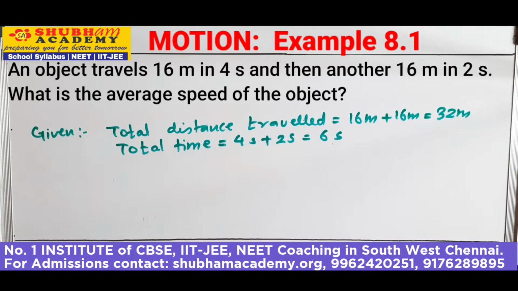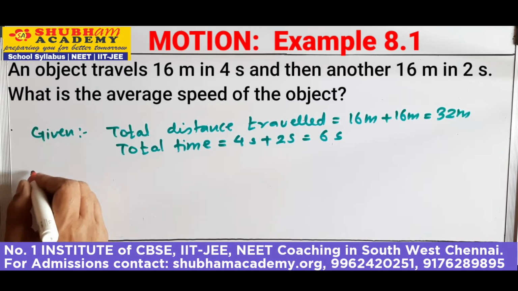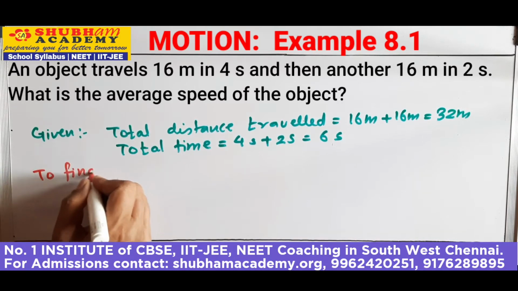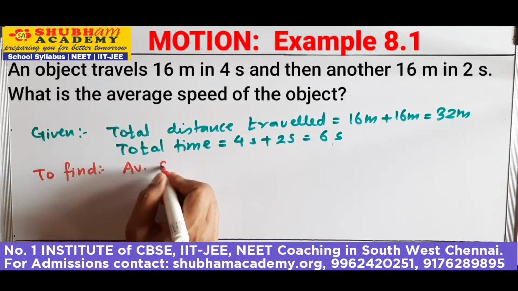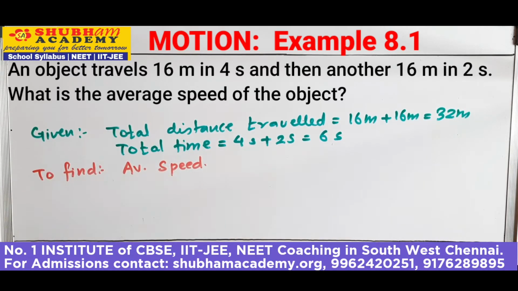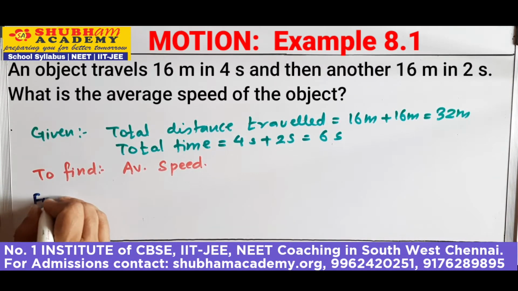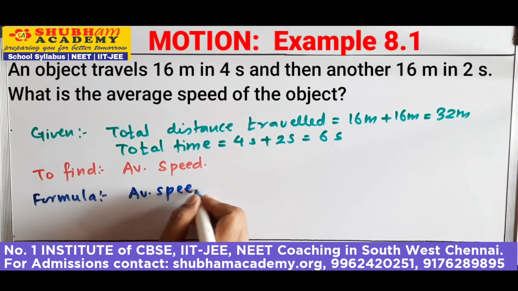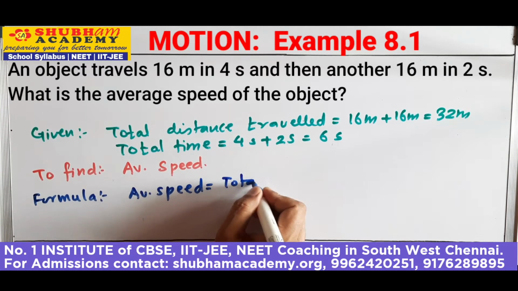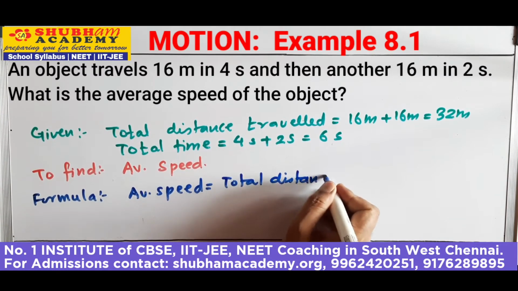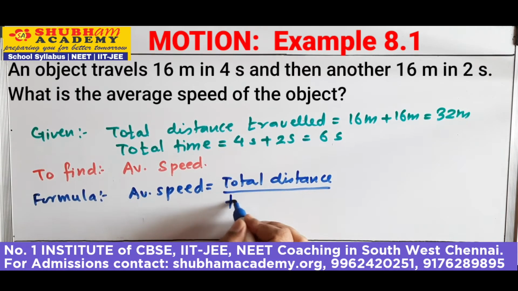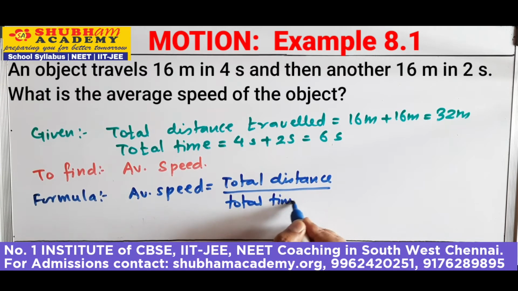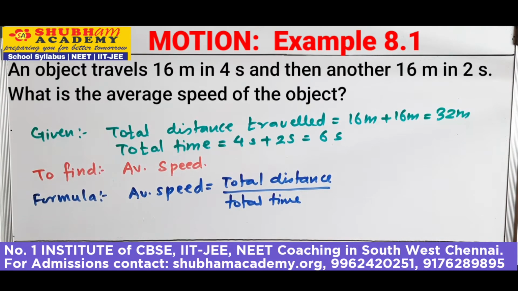What you need to find? Average speed. So, to find average speed, right? So, what is the formula for average speed? Average speed is equal to total distance travelled by total time taken, right? Now, see the solution, we will put only the values now, okay.